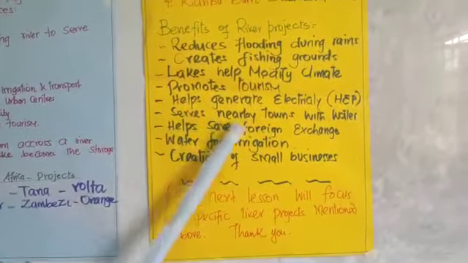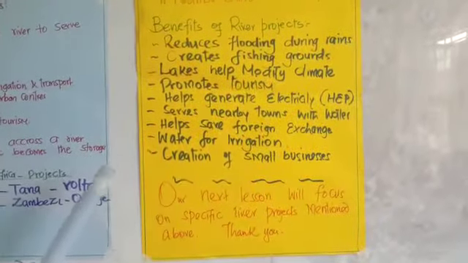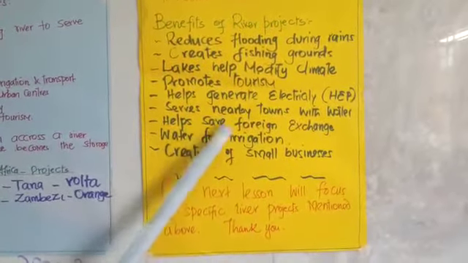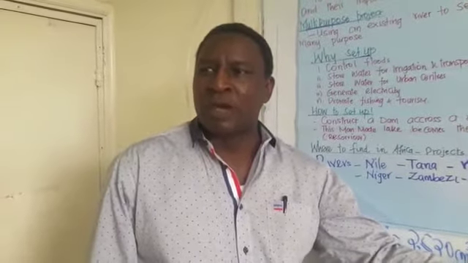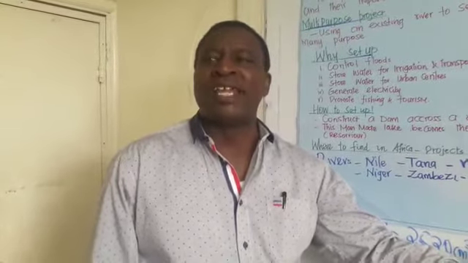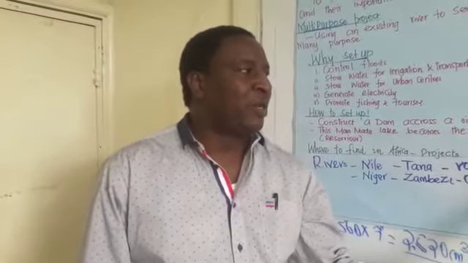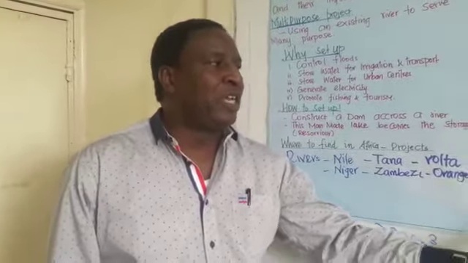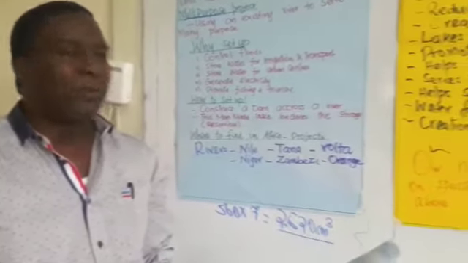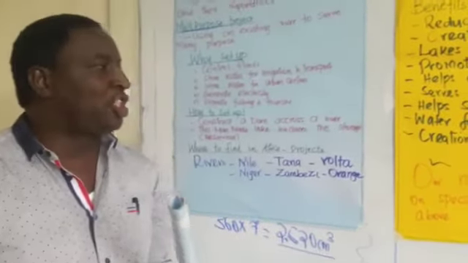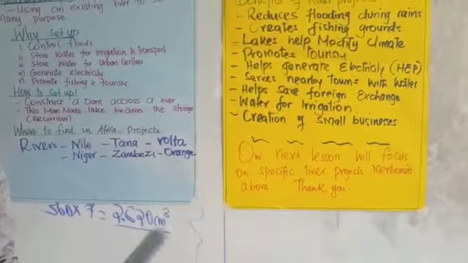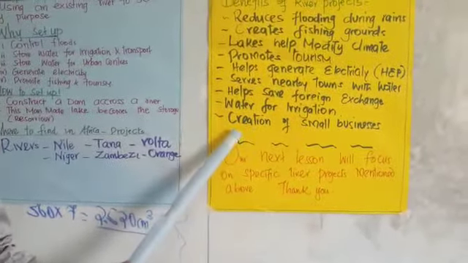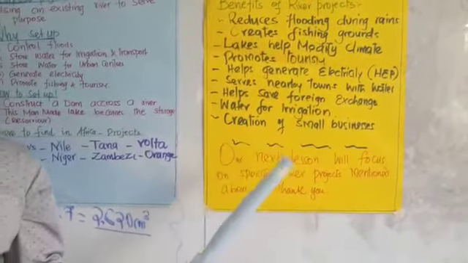They also serve nearby towns with water. They help save foreign exchange. Why? Because we are not importing power. A country that imports power has to continue paying its money outside to another country. But when we produce our own, we are lucky that we will be able to spare our foreign exchange. Water for irrigation. And lastly, but not least, is creation of small businesses.